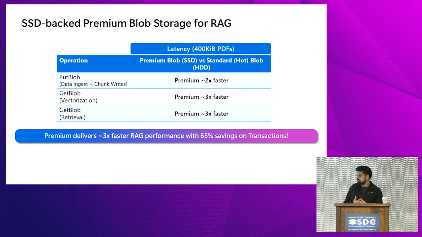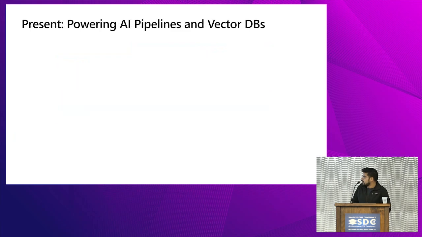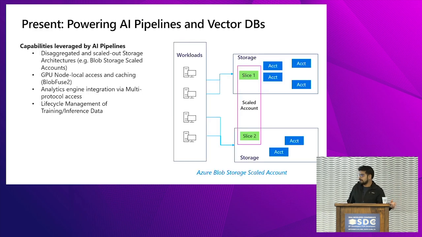And you also get 65% savings in terms of transaction costs. All right, so now, going back to what we talked about in the beginning of the presentation, today, in the present, object storage is powering AI pipelines and vector DBs. That's a huge change from where we started. And this essentially comes from a couple of key advancements that have happened.